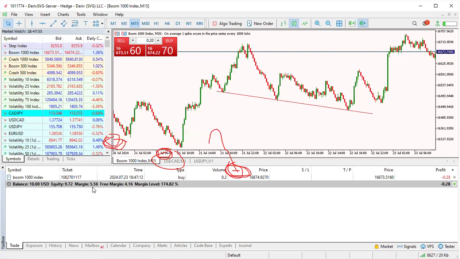It's 11. So for us to enter 2 positions, we need about $12. So with $10, you can only enter 1 position. That is how you know.